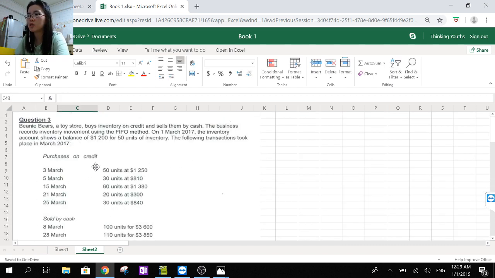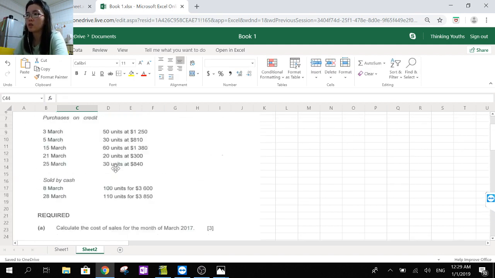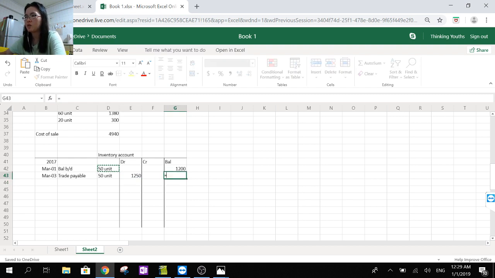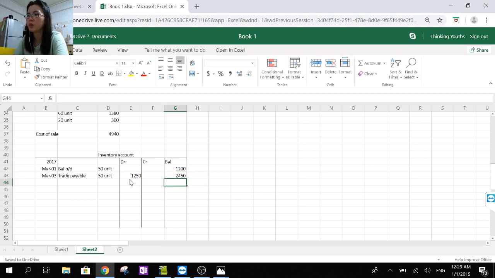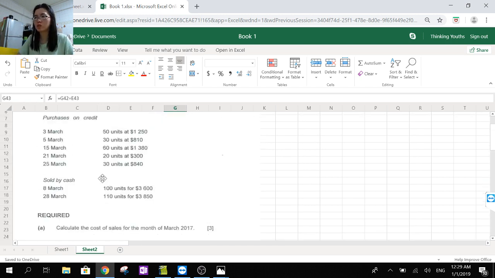So all the purchases are made on credit basis, so you owe your trade payable. Okay, so this is 50 units. Same. And since this is a purchase, inventory will go up. Then your balance will be this plus the debit of the new batch of goods. So your balance will be 2450. So the next one is on the 5th.